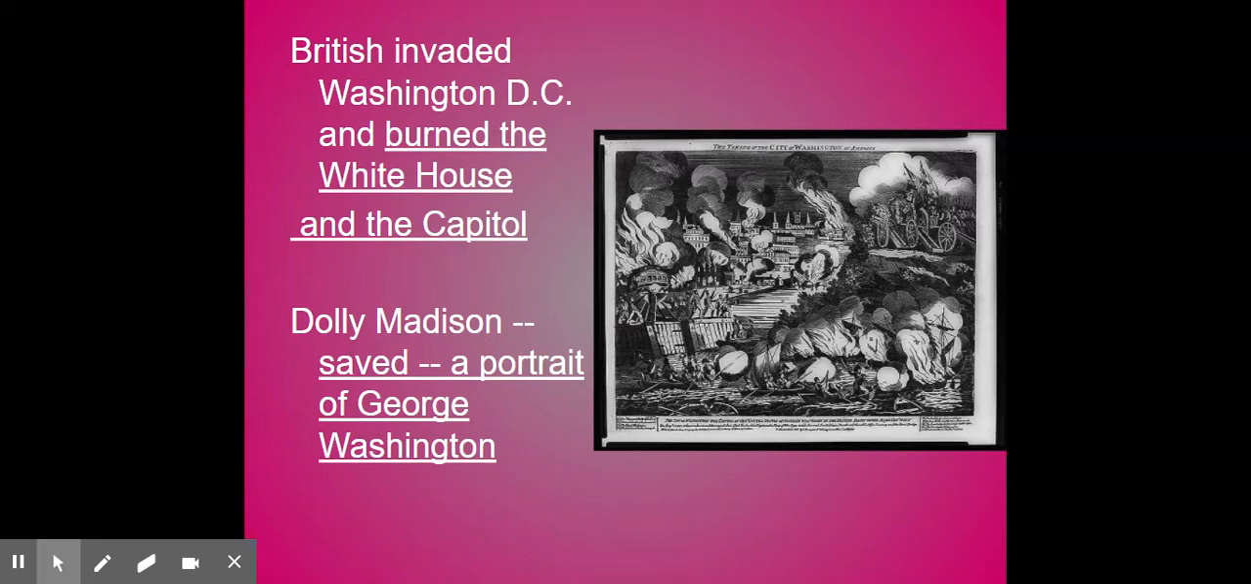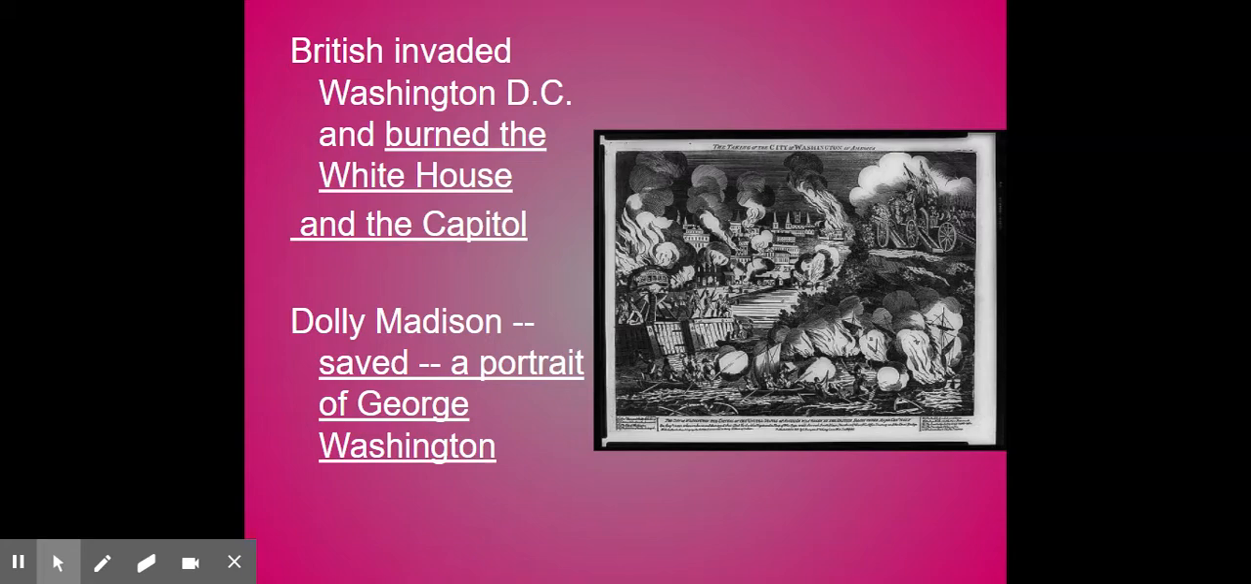And Dolly's slaves and servants are like, we got to go, we got to go, we got to go. And she's like, not until we get this portrait out. And they hustle and they get the portrait out and they put it in a wagon and they get out of the White House and away just in time as the British march up and set fire to it.